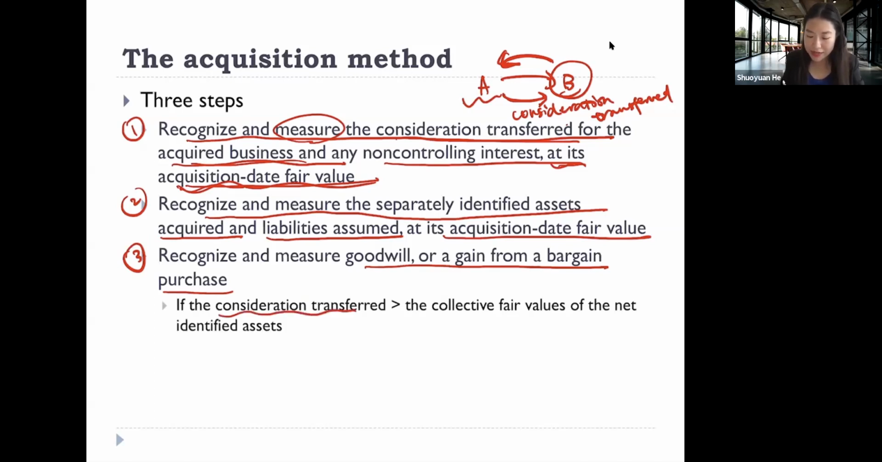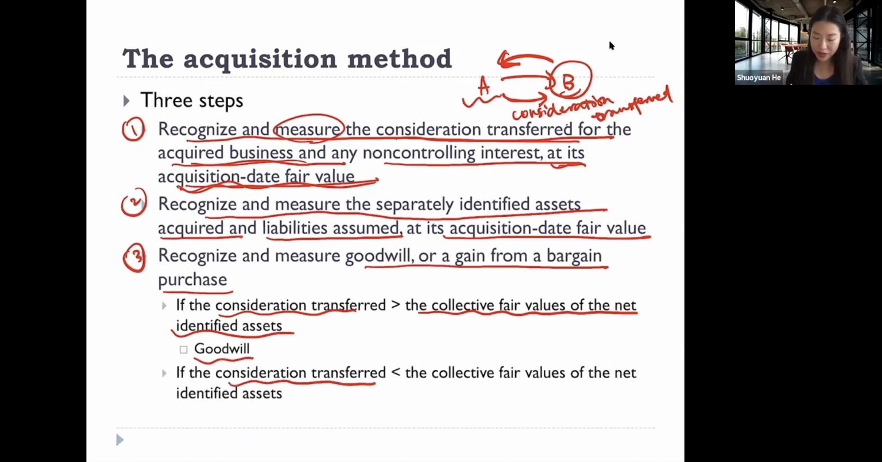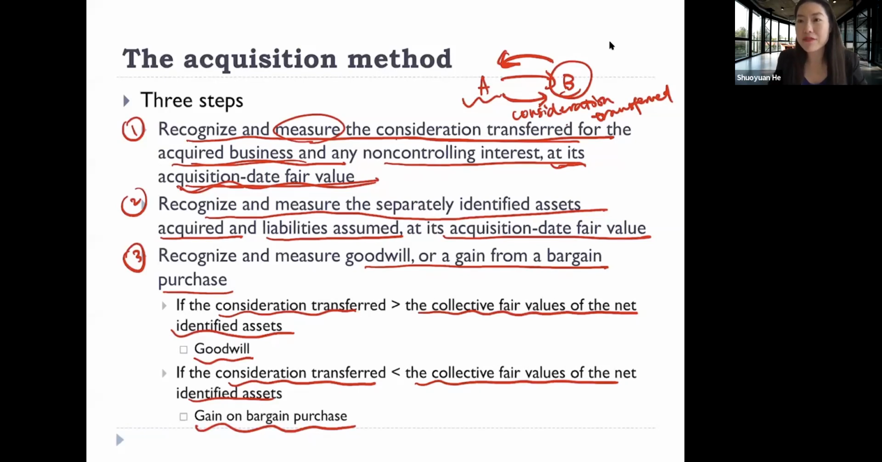if the consideration transferred is higher than the collective fair value of the net identifiable assets, so if what A gives is more than the collective fair value of B's net identifiable assets, then we recognize it as goodwill. A is giving up more to acquire B, and whatever A is giving up more is recorded as goodwill. And if the consideration transferred is smaller than the collective fair value of B's net identifiable assets, this difference we record as a gain on bargain purchase. So this is a gain. This is viewed as a gain for company A.